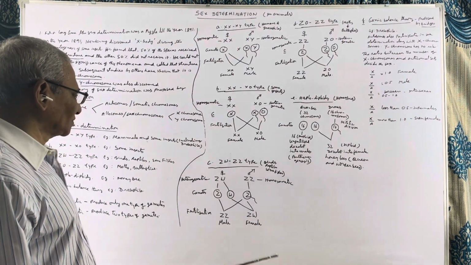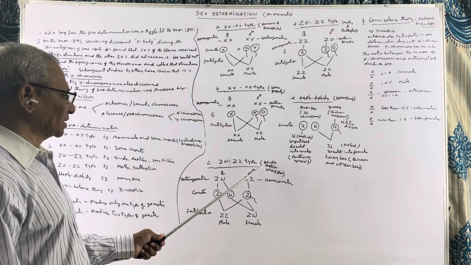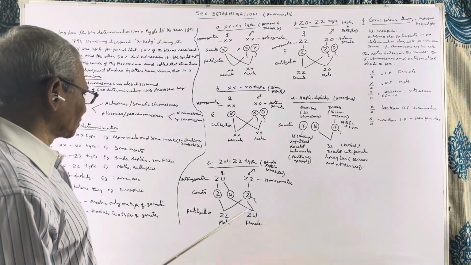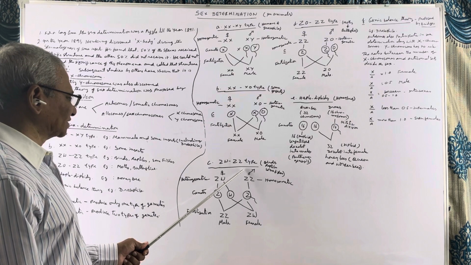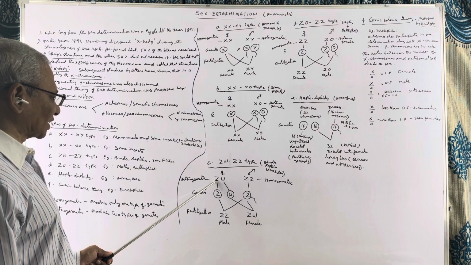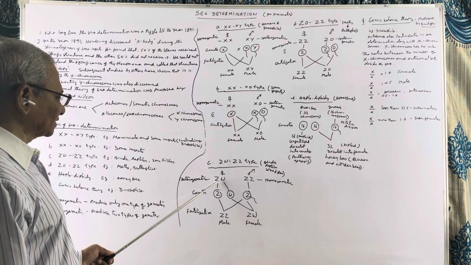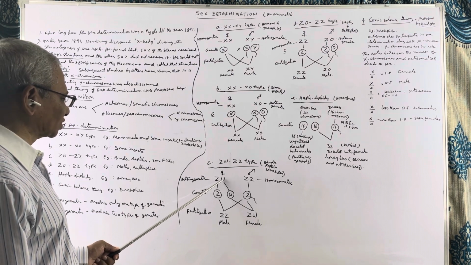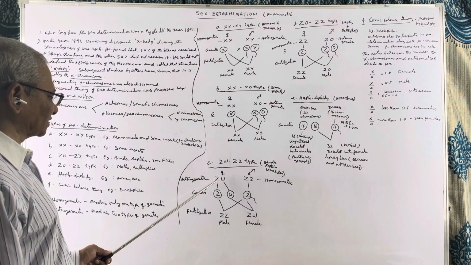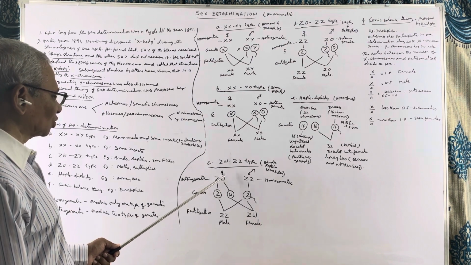Then the third type, ZW-ZZ type. This is seen in birds, reptiles, and some fishes also. Here you see, this is the female, this is the male. In females, the sex chromosomes are represented with the letters Z and W. That means these two sex chromosomes are different. So during gametogenesis, what happens? This Z chromosome enters one egg and W chromosome enters another egg.